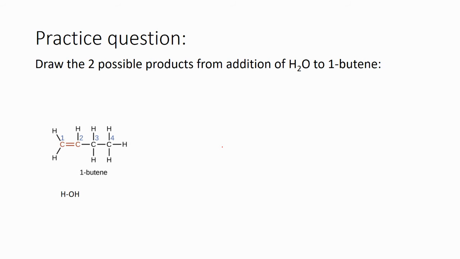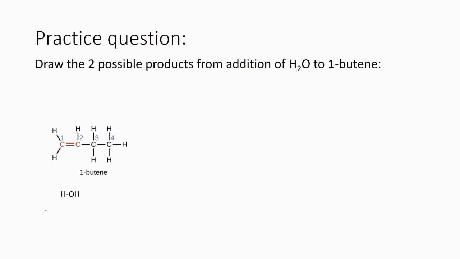Okay, so this is a practice question. I want you to draw the 2 possible products from addition of H2O to 1-butene. So the hydrogen will add to the carbon that already has the most hydrogens. That will form the major product. And the OH will join to the carbon that has the least number of hydrogens. And then you swap them over and that will give you the minor product. So I want you to pause the video now and draw the 2 possible products from addition of water to 1-butene. Pause it now.